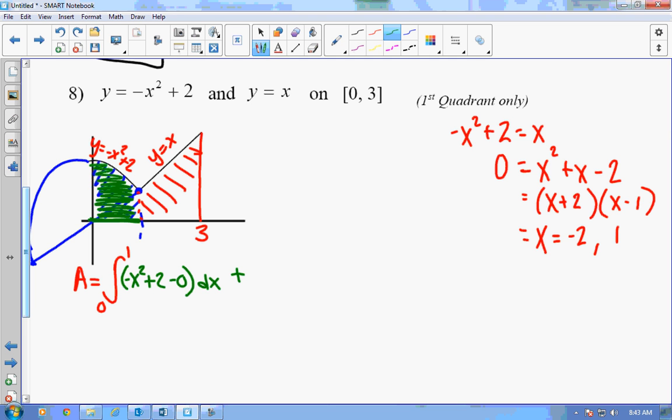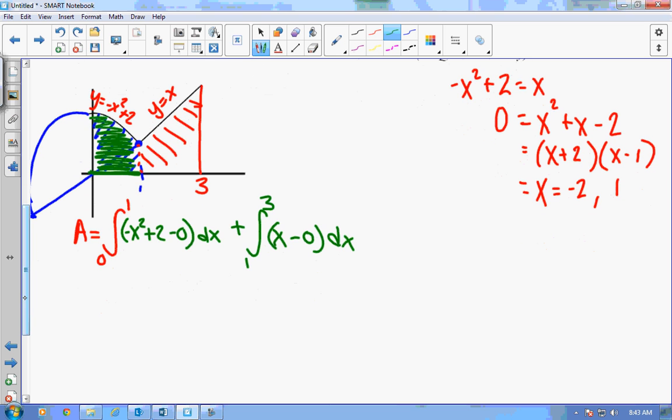Plus, keep going, Ethan. Dx. Top minus bottom times dx. Okay? So find the area from 0 to 1 and from 1 to 3. Add them up, and we have the total area.